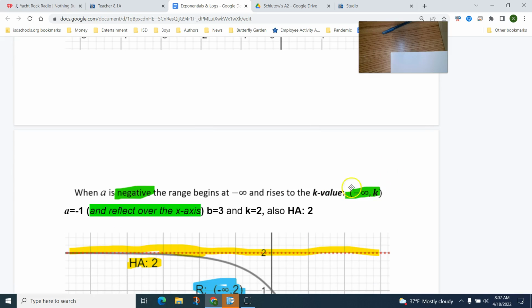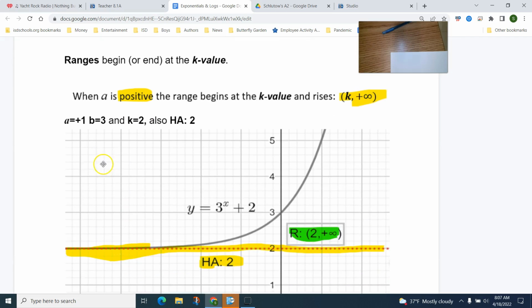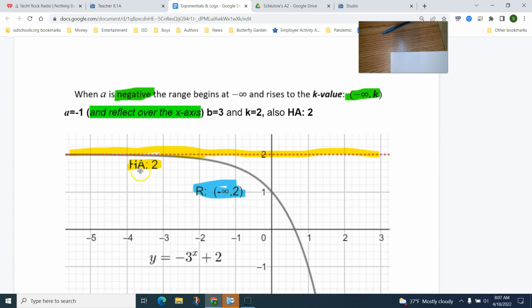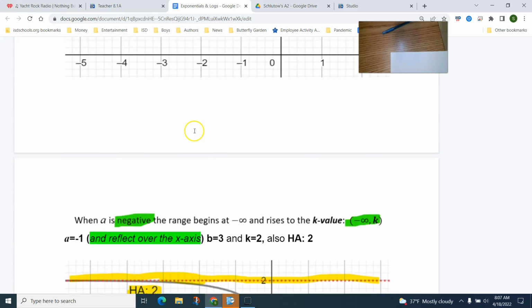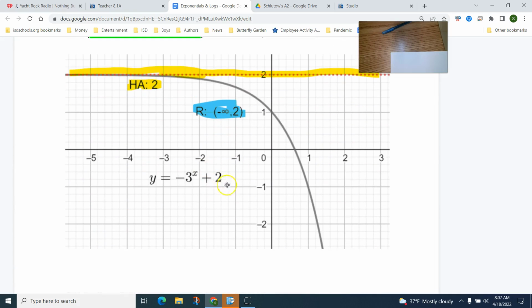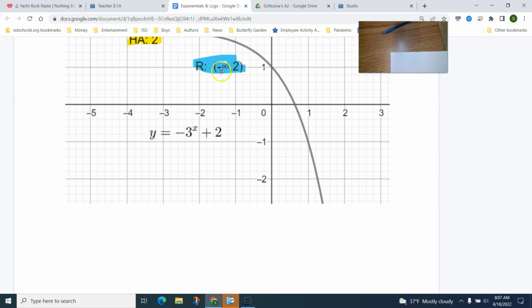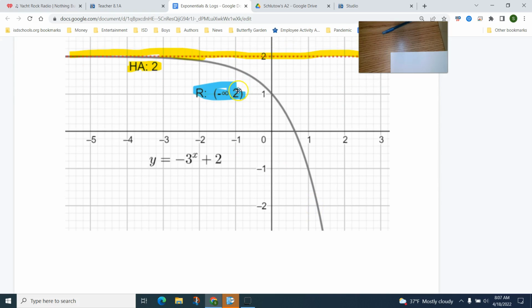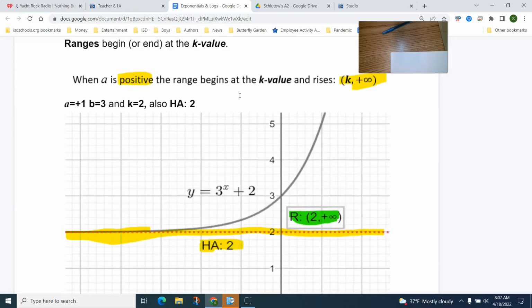And then if your a is negative, it reflects over the x-axis, so what was up is now down, and so it goes down, and thus the k value is still 2. There it is right there. It's still the 2. But because of this negative right here, it's going down, and we always say the smallest number first. That's the bottom of the whole thing, which would be negative infinity, and it stops at 2.